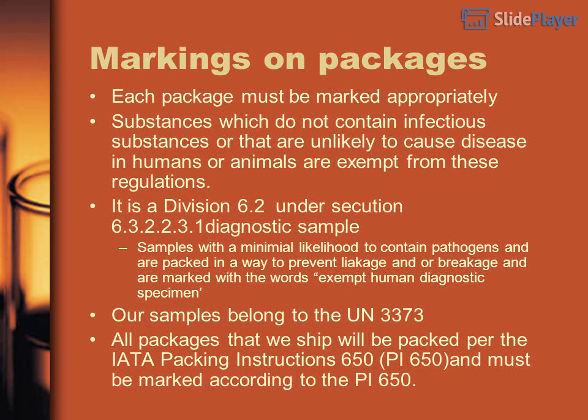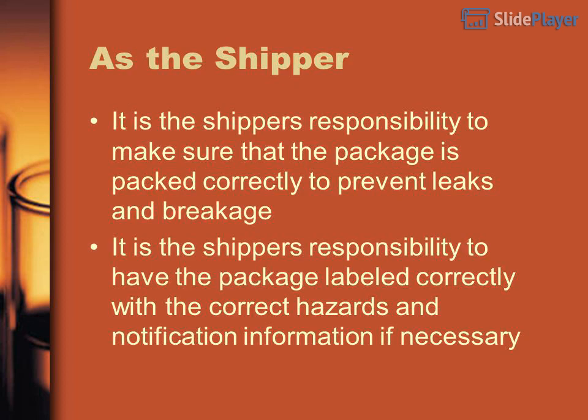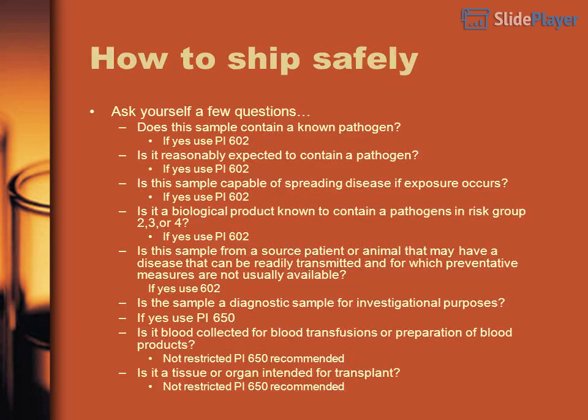Our samples belong to the UN3373. All packages that we ship will be packed per the IATA packing instructions 650 and must be marked according to the PI 650. As the shipper, it is the shipper's responsibility to make sure that the package is packed correctly to prevent leaks and breakage. It is the shipper's responsibility to have the package labeled correctly with the correct hazards and notification information if necessary. How to ship safely?